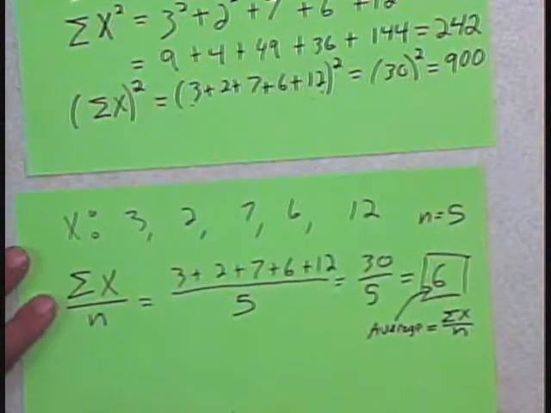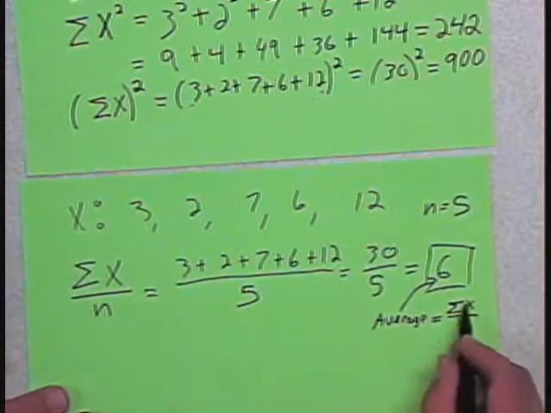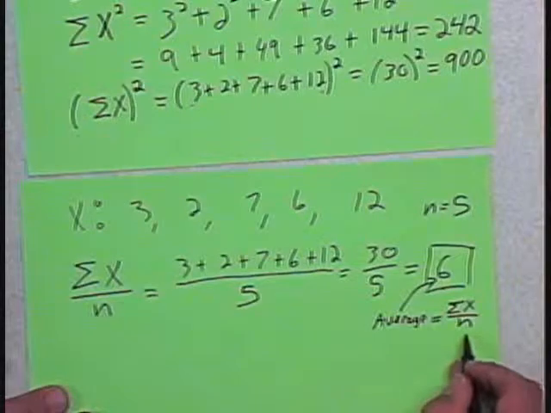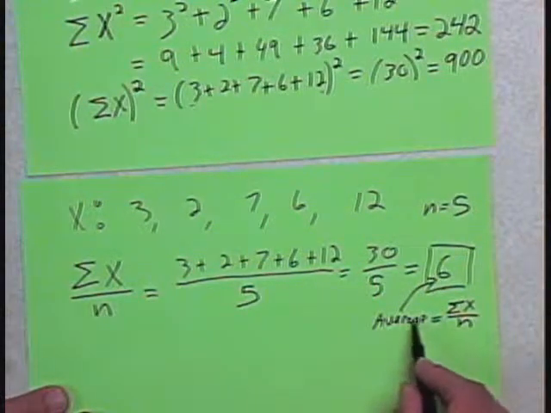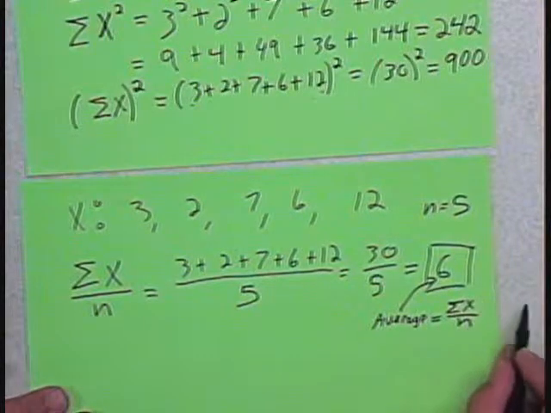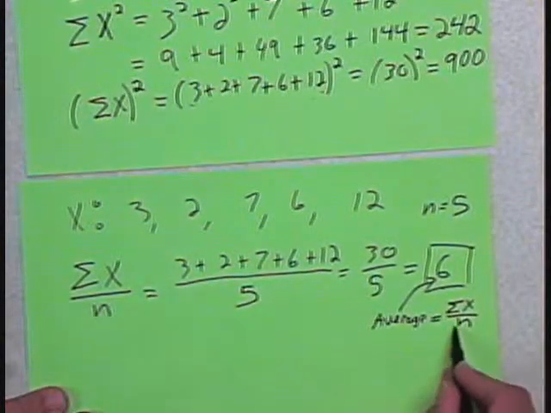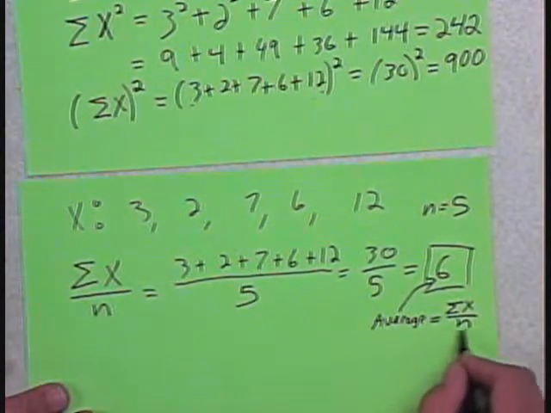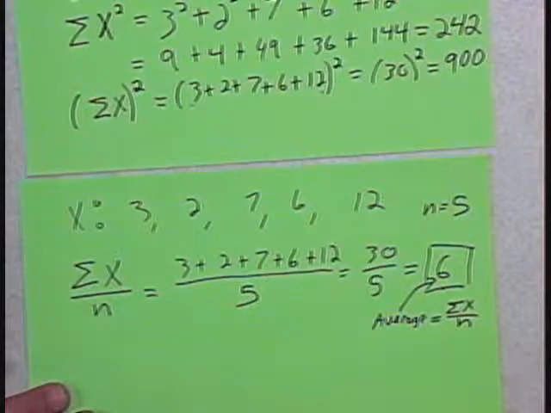And this is why we use the notation, because it would be hard to know how to express a formula for the average. You would have to do it in English. You'd have to say something like the average is equal to, and I'd have to write out the sum of the values in the data set divided by the number of values in the data set. And that could get very, very cumbersome. So this is much easier.